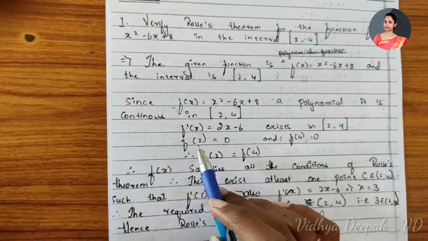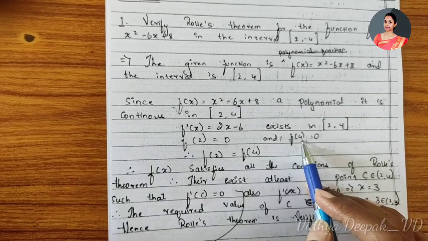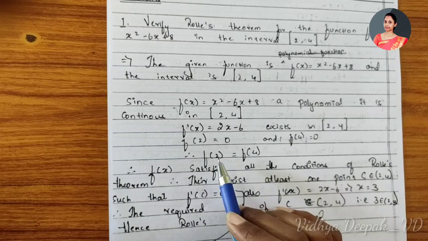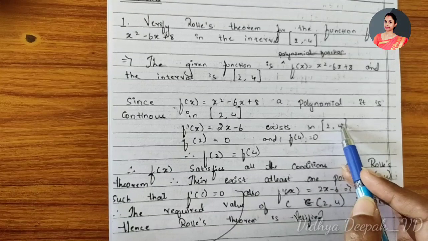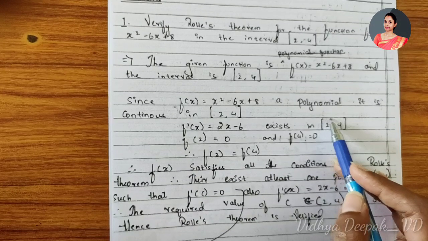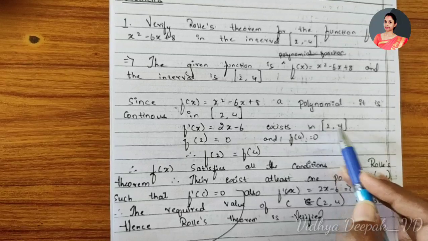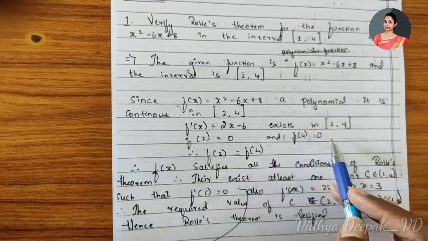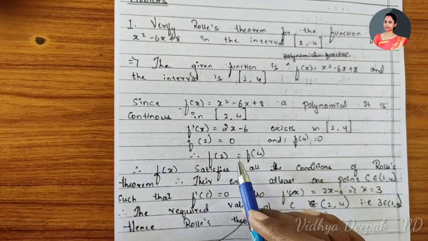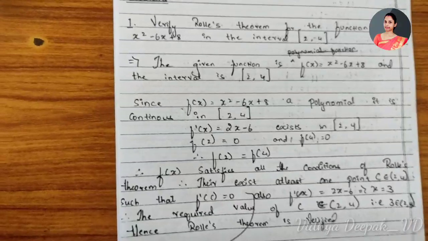So now what can you say? f of 2 is equal to f of 4, that is equal to 0. So f of A is equal to f of B. This is A and this is B. The interval is always taken as A comma B, right? So A value is 2, B value is 4. That's why we are taking f of 2 and f of 4. So one of the conditions is also satisfied.